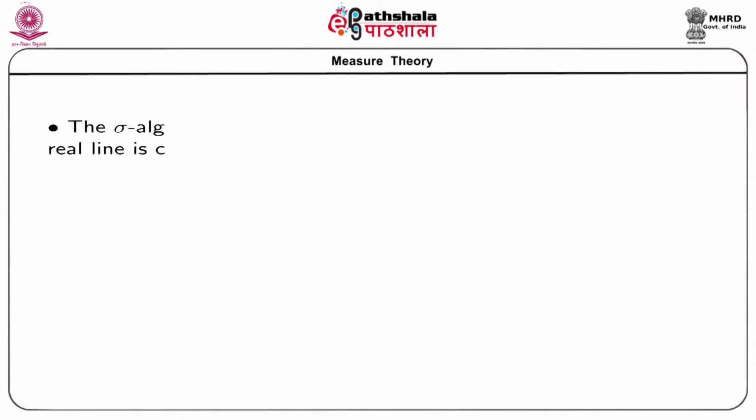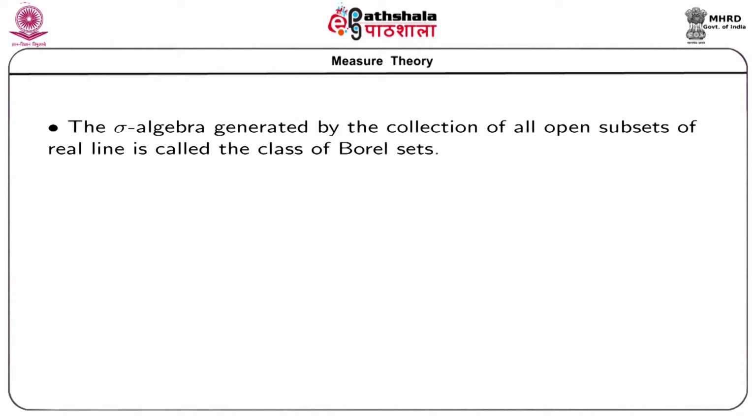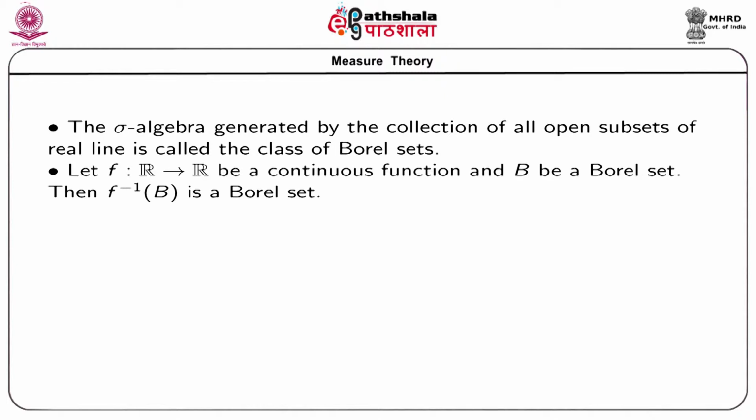We start with the notion of Borel sets, which we had seen in chapter 1. We had told you that we will discuss it in chapter 9. The sigma algebra generated by the collection of all open subsets of the real line is called the class of Borel sets. We are going to prove that if f: R to R is a continuous function and B is a Borel set, then f inverse B, that is inverse image of the Borel set, is again a Borel set.